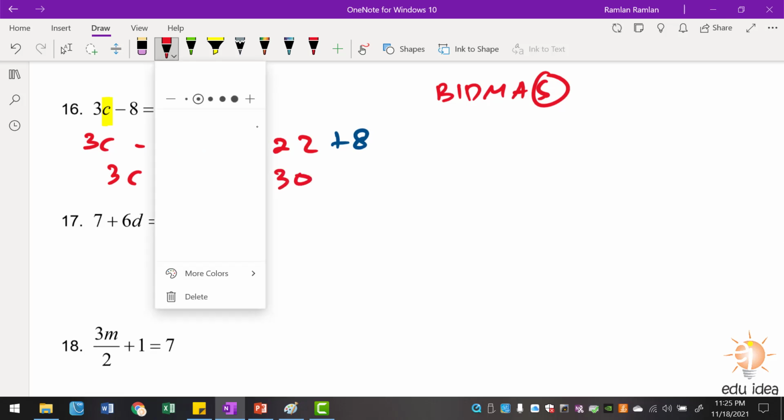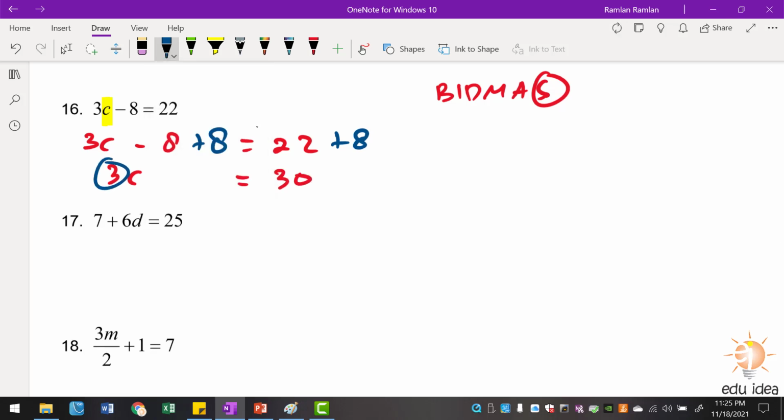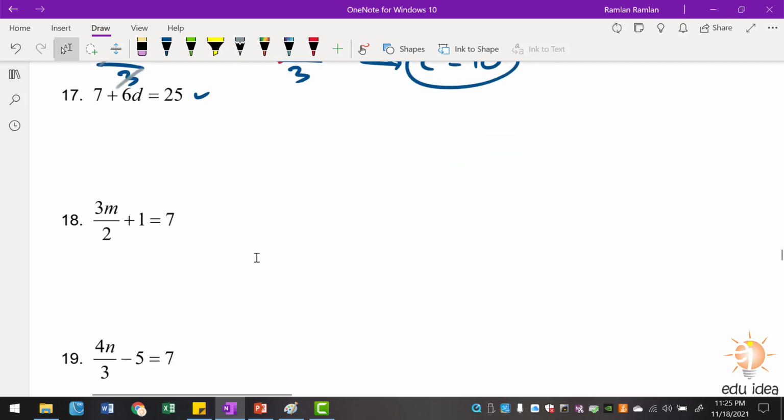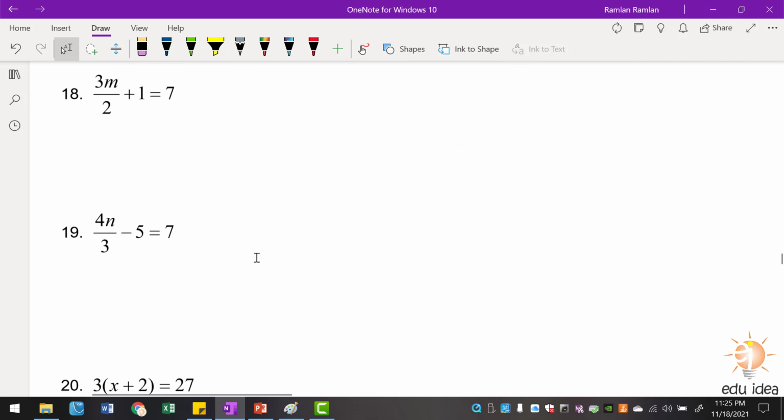And the last one is, because we want to get rid of this 3, we divide both sides by 3, and then we can cancel that 3. And then c equals, sorry, I'm running out of space, 30 divided by 3, which equals 10. Okay, so you do the same thing with number 17. I don't need to explain. And then number 18, I don't need to explain. Okay, I'm going to explain number 19.